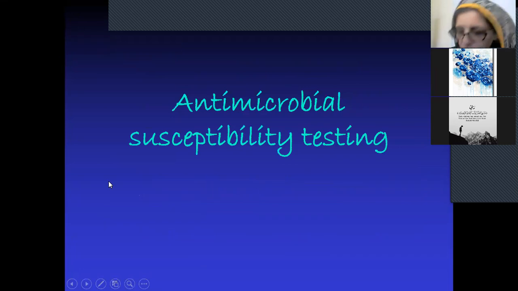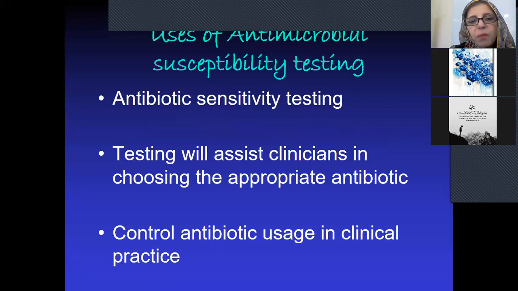Now, we've talked about antimicrobial resistance, but how do we know that a bacteria is resistant to a particular antibiotic? For that, we carry out the antimicrobial susceptibility testing. We carry out the culture and the antimicrobial susceptibility testing. There are different methods.